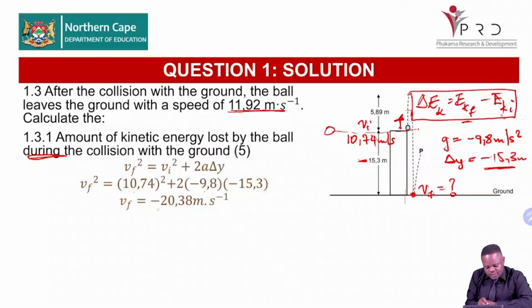20.38. Remember why it is negative there? Because we said our upward direction is positive. So it is going to hit the ground with a velocity of a negative 20.38 meters per second. So now, remember, we have found the velocity with which it hits the ground. Now we are concentrating on the collision. We're progressing with our calculation.